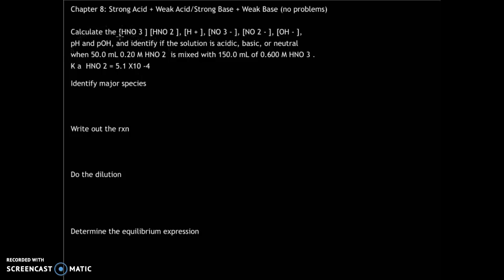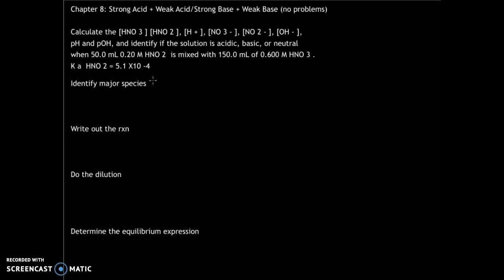So let's see, it looks like we're taking nitric acid right here and nitrous acid. Alright, and we're mixing them together. So this isn't a chemical reaction, this is just mixing of two acids, okay? And I can tell that dilution is going to happen because we're taking one volume and mixing it in with another volume. So we'll end up doing a dilution later.